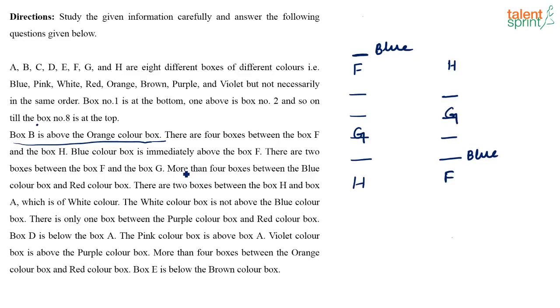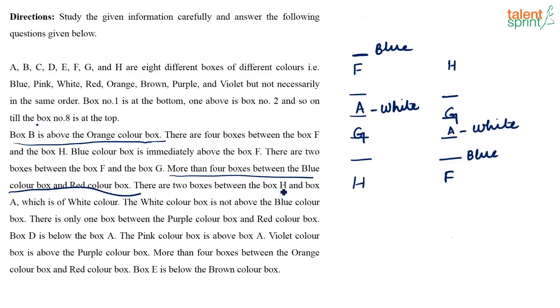Next, what is given here? More than 4 boxes are there between the blue colored and the red colored box. So let us wait to use that. I am not going to use that now. Then the next one. Here they are saying there are 2 boxes between box H and box A, which is white color. Again, if H is this, A cannot come below H, right? So definitely A has to be here. Again, if this is the case, A cannot come on top of H because it will be an excess number of boxes. So this has to be A, which is the white colored box.